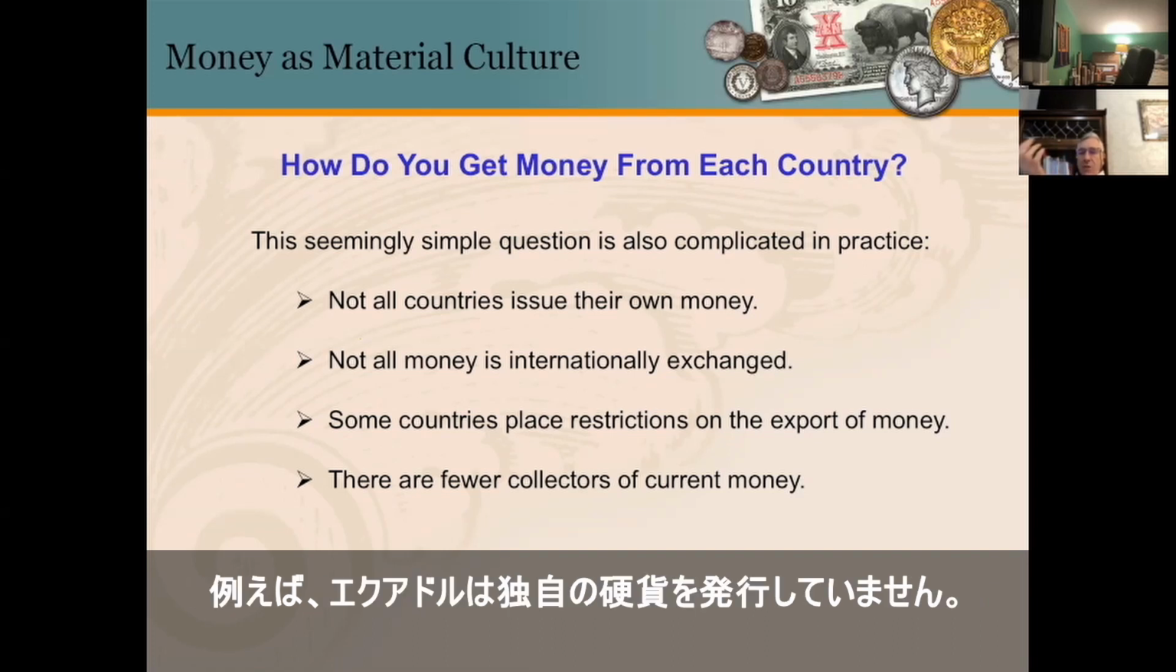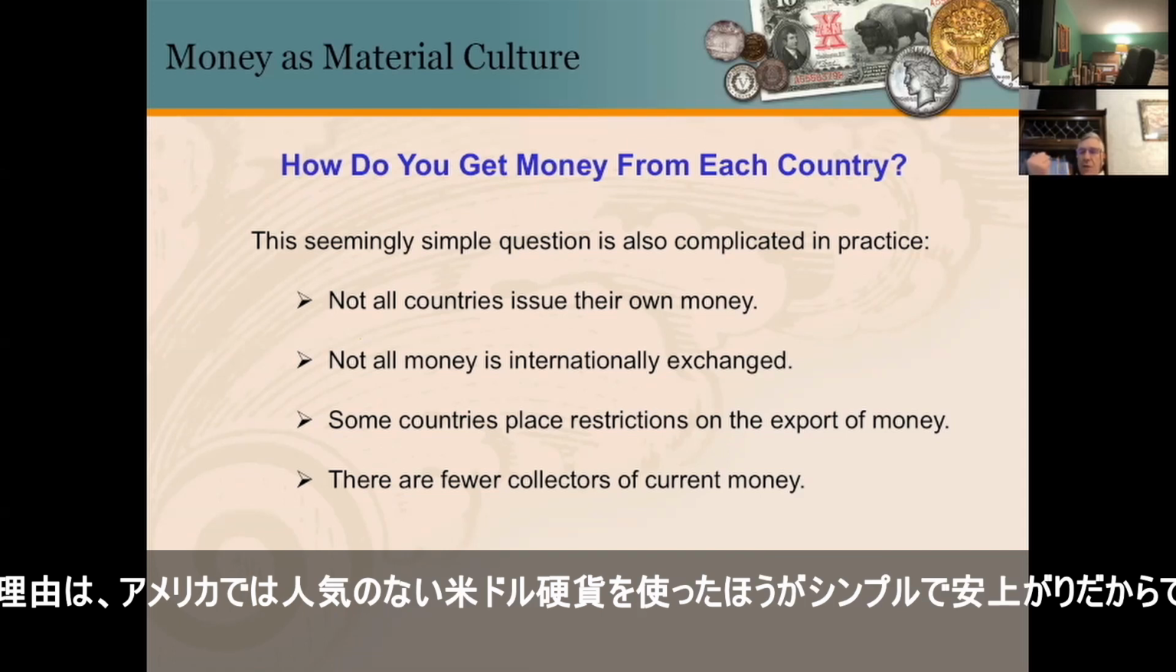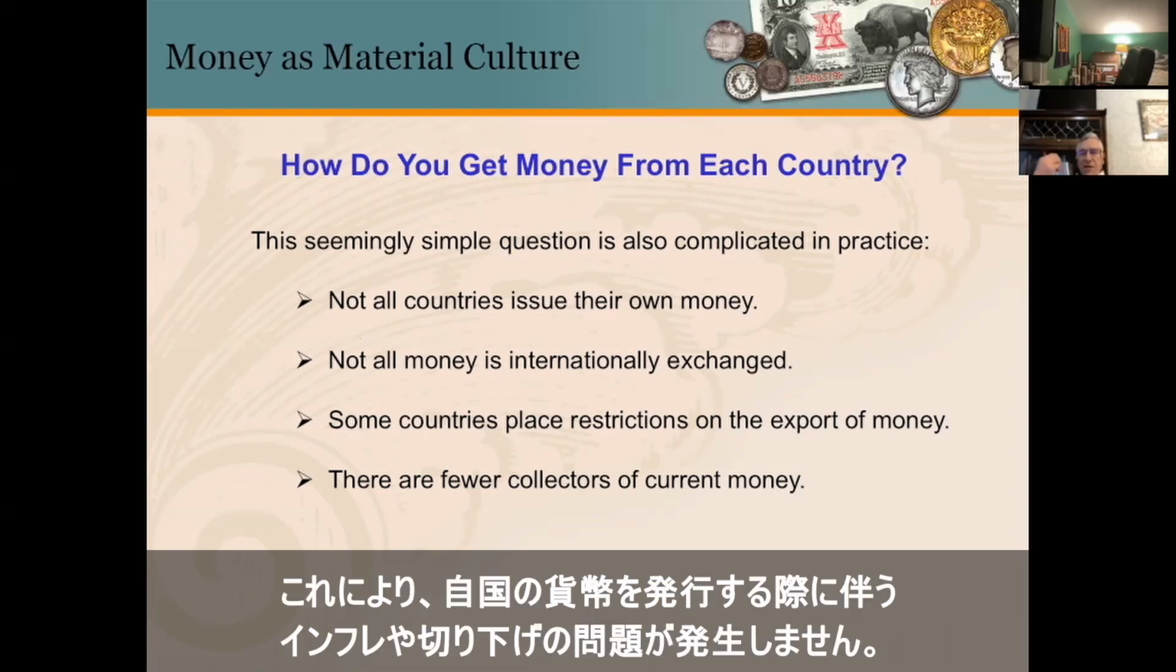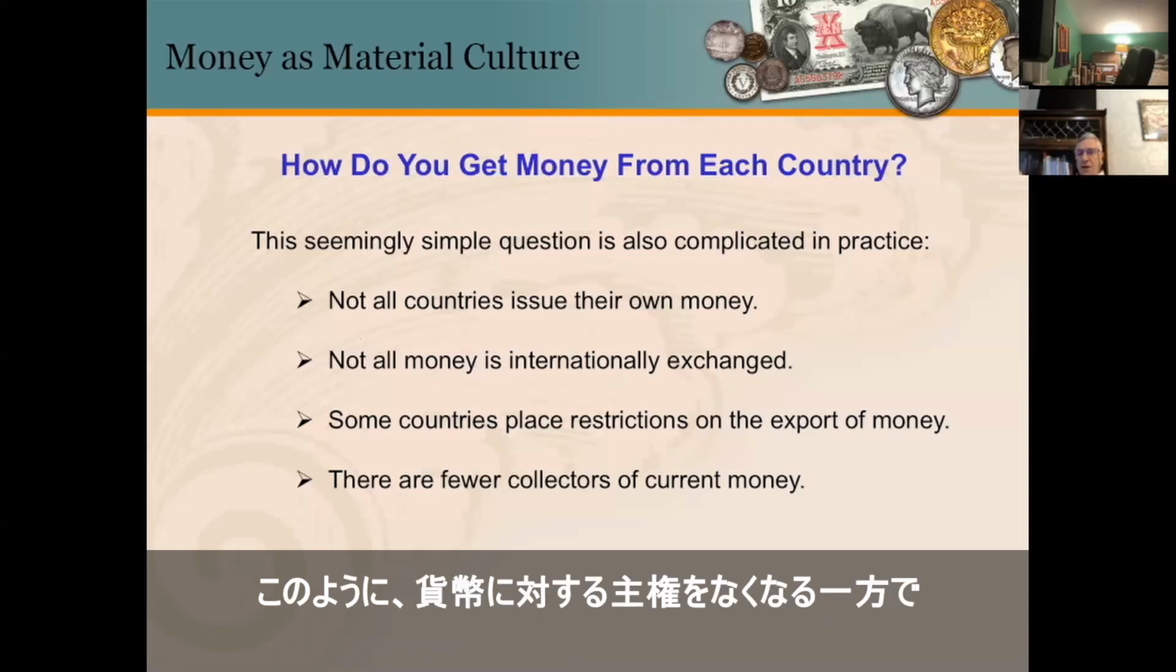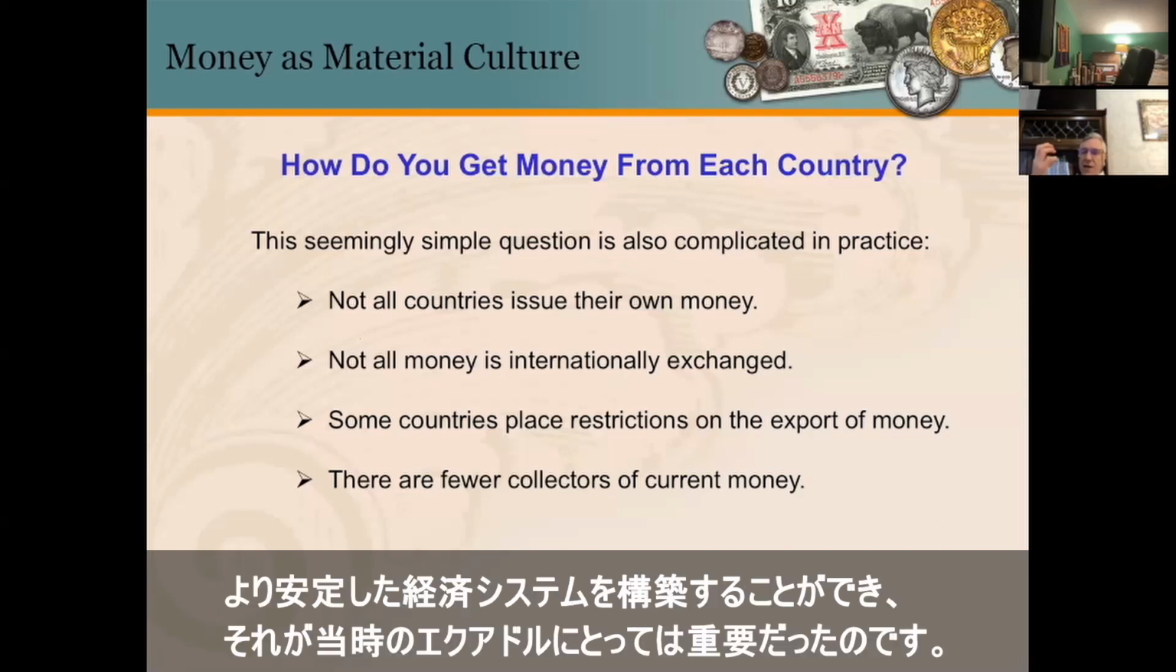For example, Ecuador, which no longer issues its own coinage because they found it simpler and cheaper to use US dollar coins, which are not popular in the US, so they can get a good deal from the US Treasury in purchasing these coins and circulating them as their own. This prevents problems with inflation, devaluation, all this kind of things, which they were experiencing when they were issuing their own money. So while it takes away their ability to celebrate their sovereignty in their money, it does create a more stable economic system, which was more important to them at that time.